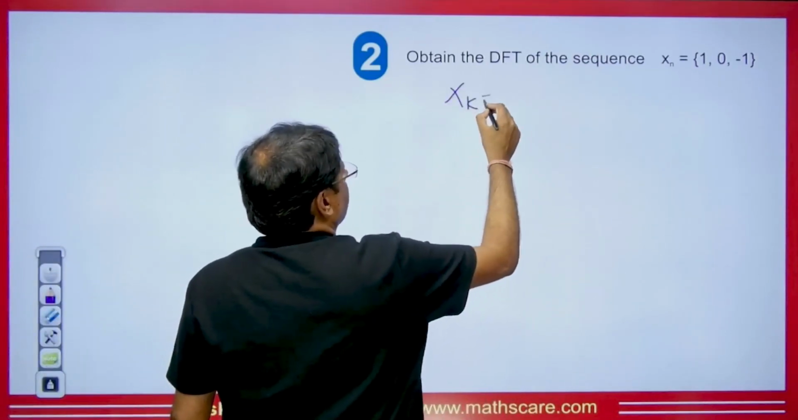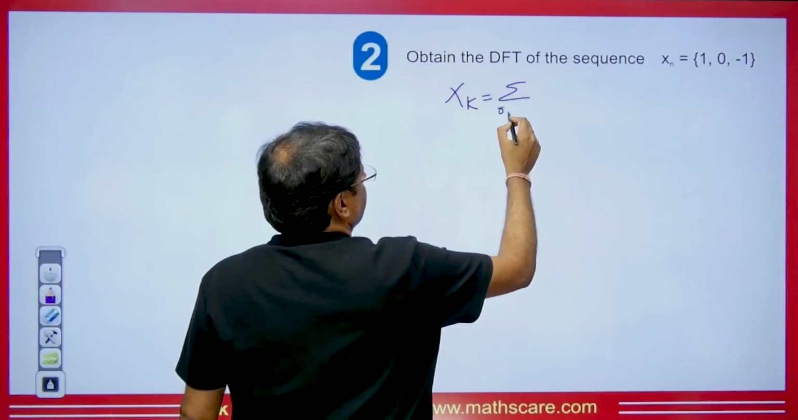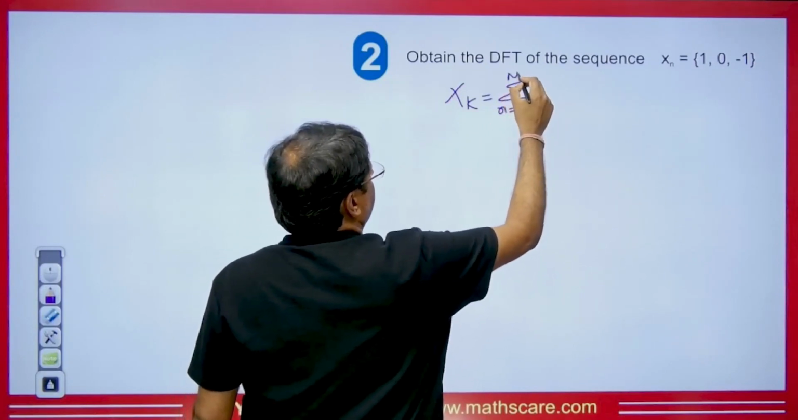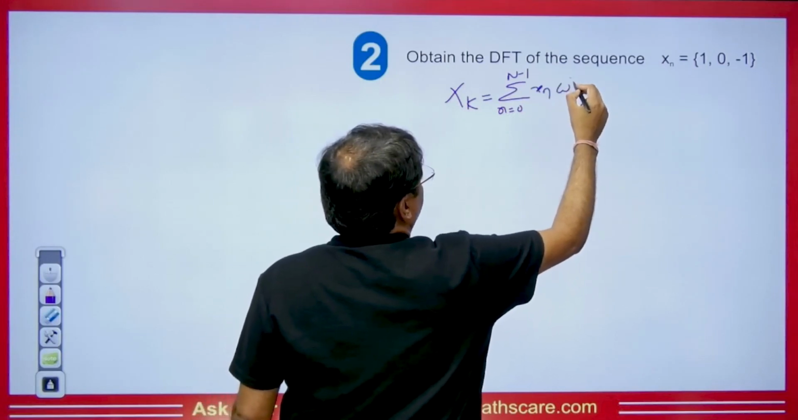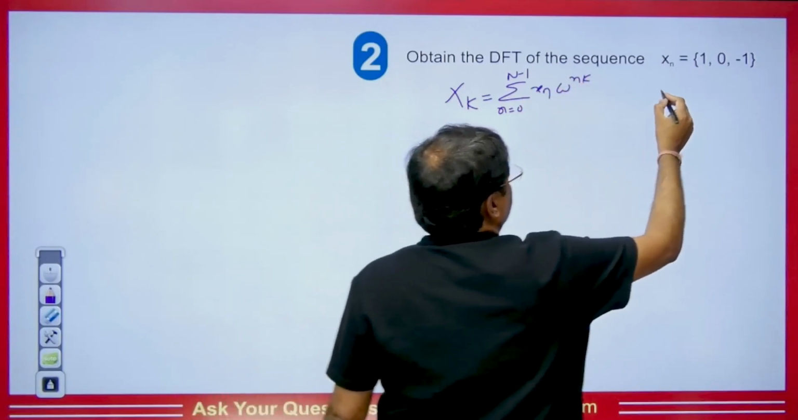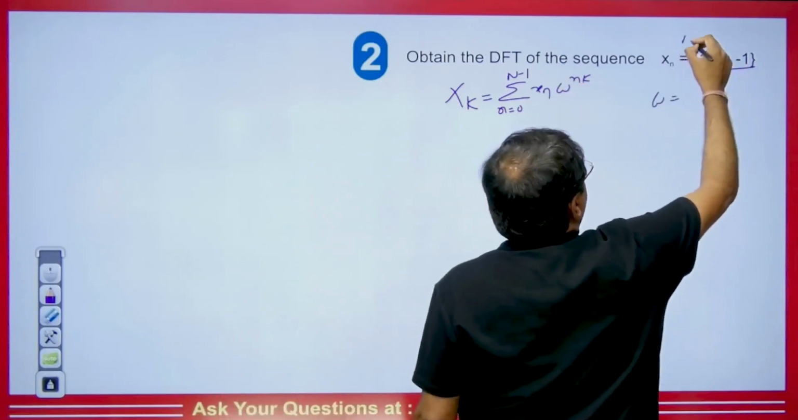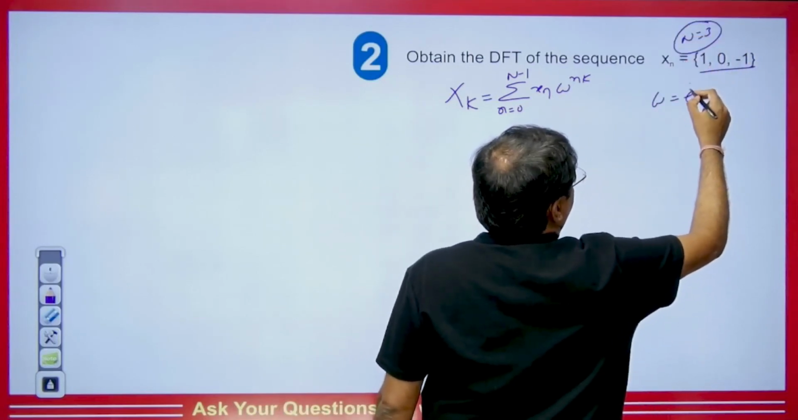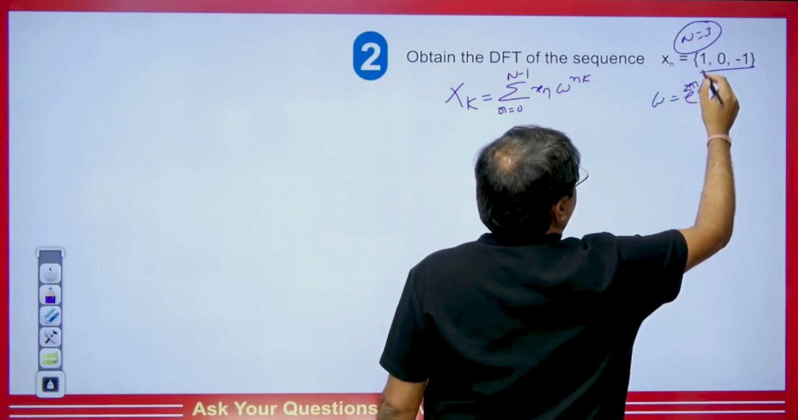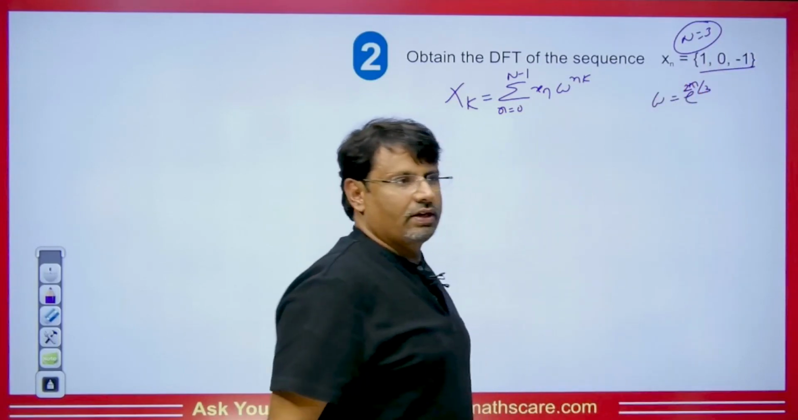Now here the value of capital Xk will be the summation from n equal to 0 to n minus 1. So students, here this will be xn, clear? And it will be omega to the power nk, right? And since the value of capital N here is 3, what will we get as omega here? The value of omega is e to the power 2 pi i upon capital N, that will be equal to 3, right?